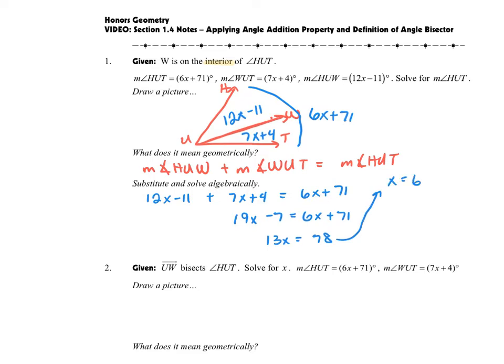Now, as we mentioned before, we always want to go back and read what the problem asks us to find. This time it asks us to find the measure of angle HUT. So that's what we want to do. We need to substitute. We can't stop with x equals 6. So the measure of angle HUT, we're going to substitute that 6 in there. So we're going to have 6 times 6 plus 71, and we get our final answer of 107 degrees. So the key word on this problem is interior.